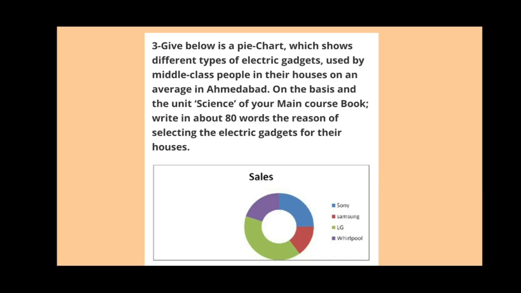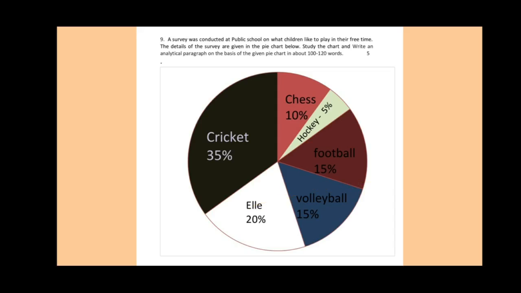Second question is, given below is a pie chart which shows different types of electric gadgets used by middle class people in their houses on an average in Ahmedabad. So on the basis of given information, you have to write an analytical paragraph. Next is, a survey was conducted at public schools on which games children like to play in their free time. The details of the survey are given in the pie chart and now you have to analyze and write an analytical paragraph according to this.